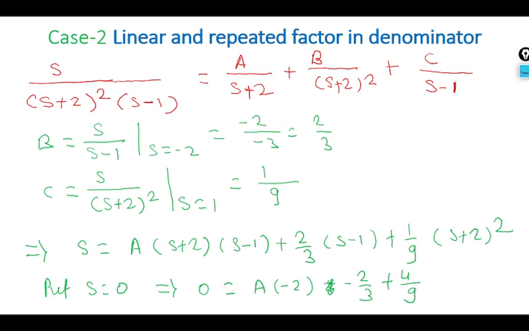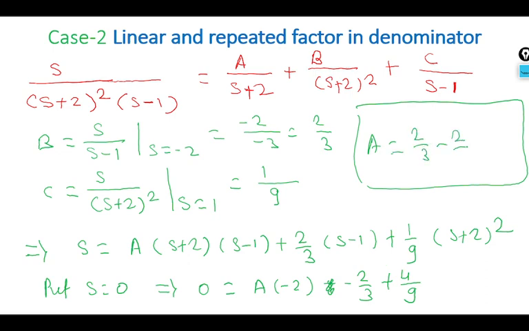Actually 2 is common and gets cancelled, so a is equal to, taking a to this side, 2 gets cancelled, it's 2 by 3 minus 2 by 9. So here it is 3 by 9, 6 minus 2 is 4 by 9, I think. So you can check. So that is the second case, where we can get the values of constants a, b, c when there is a repeated factor. This is case 2.